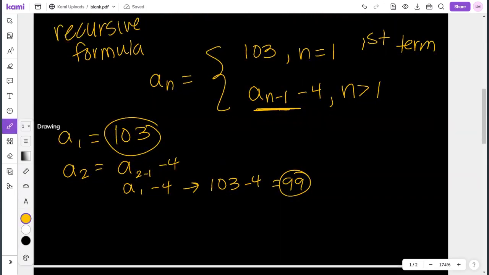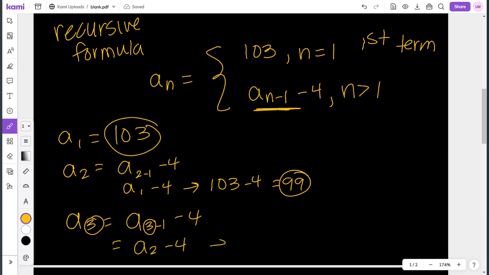All right, I go to the next one. A sub 3. A sub 3 minus 1 minus 4. Remember, this is n, so I'm just plugging that in. A sub 2 minus 4. So I go back up here. This was a sub 2, so 99 minus 4 equals 95.